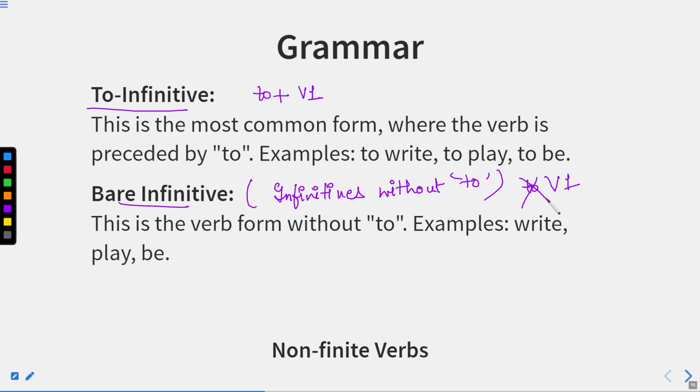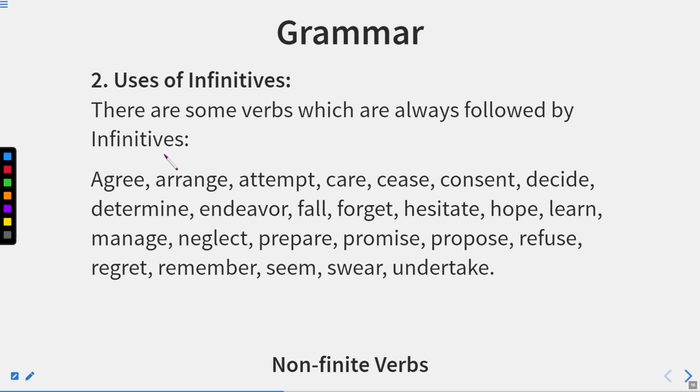that is known as bare infinitive. Now, there are many verbs which are always followed by bare infinitives only. That is a rule. So here we are going to discuss bare infinitives as well. Now, this is the verb form without to. Examples: write, play, be. It means I'm not just adding to before it. That is bare infinitive. Now let us proceed.